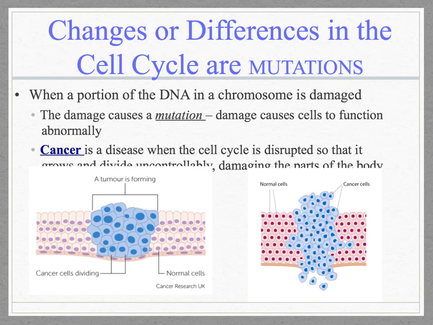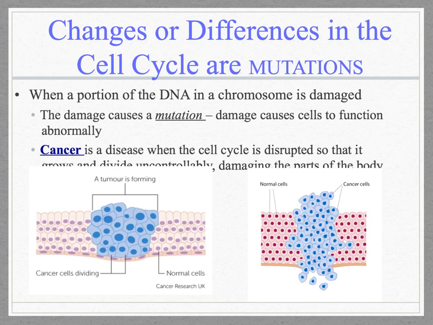As I had mentioned earlier, mutations are changes or differences in the cell cycle or changes in the DNA of a cell. Mutations can cause cells to function abnormally. Normal cells regulate when they need to divide to create more cells. Damaged cells sometimes cannot regulate when to start or stop dividing. This uncontrollable dividing is called cancer. Cancer occurs when the cell cycle is disrupted.